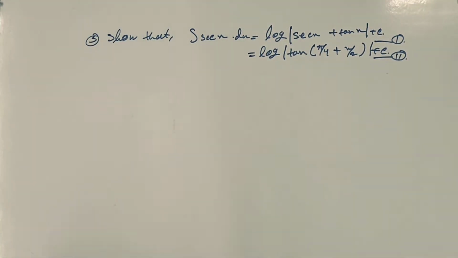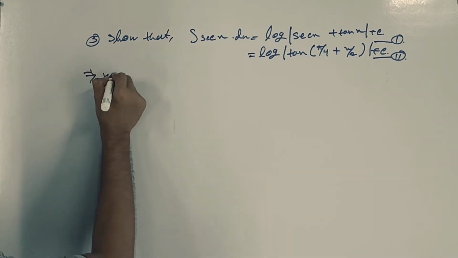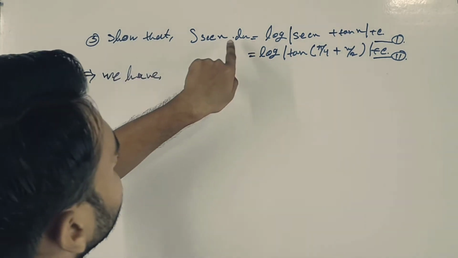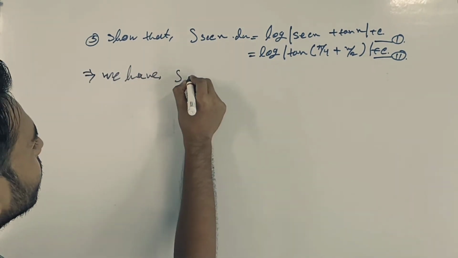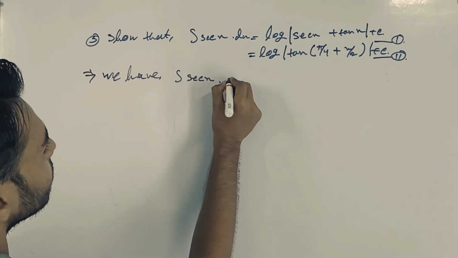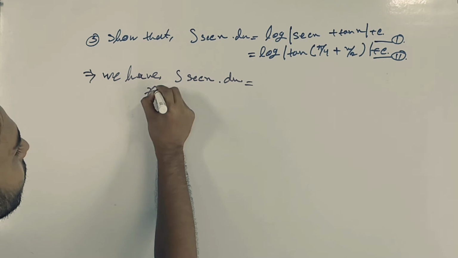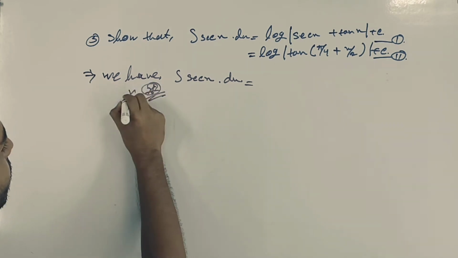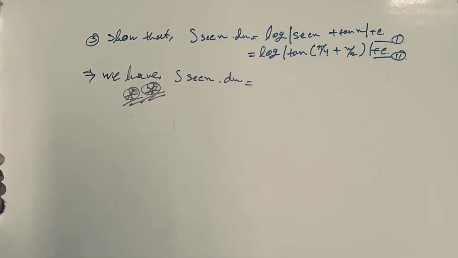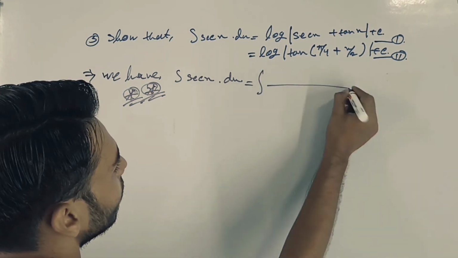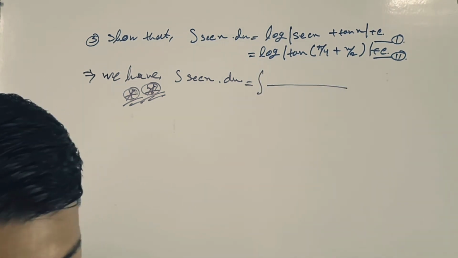And now the integral of sec x dx equals log of sec x plus tan x plus c, and that equals log of tan of pi by 4 plus x by 2 plus c. Now we are given the integral of sec x dx, which is very important, easy and interesting, and this answer proves the formula.